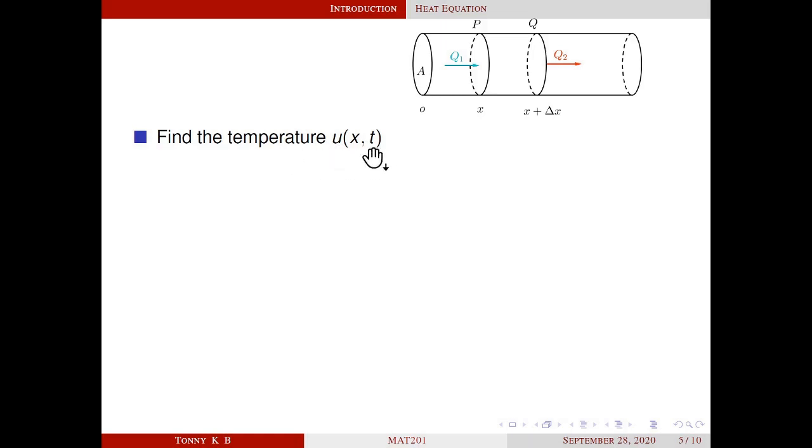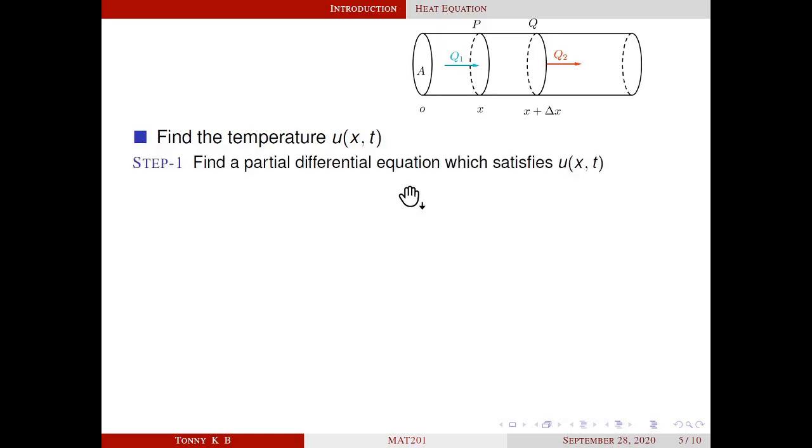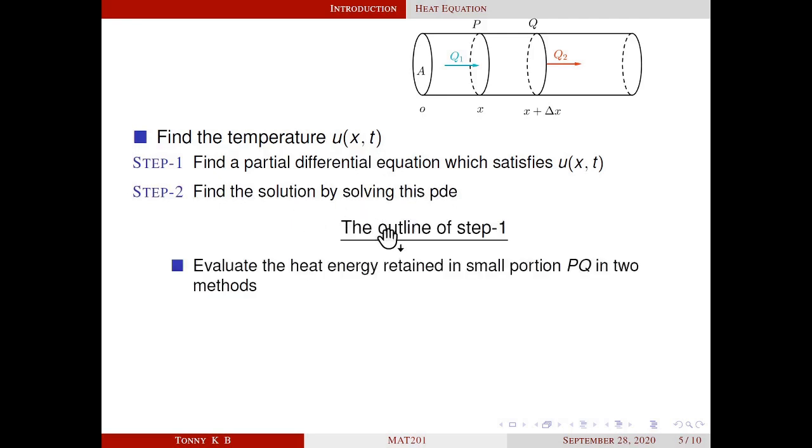So we have to find the temperature u(x,t). Similar to the wave equation, this problem also involves two steps. The first step is to form a partial differential equation which is satisfied by our temperature function u(x,t). Then by solving that PDE, we will get the solution. And this is the outline of step 1.